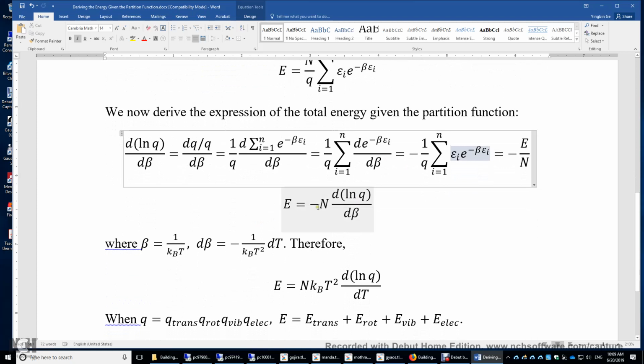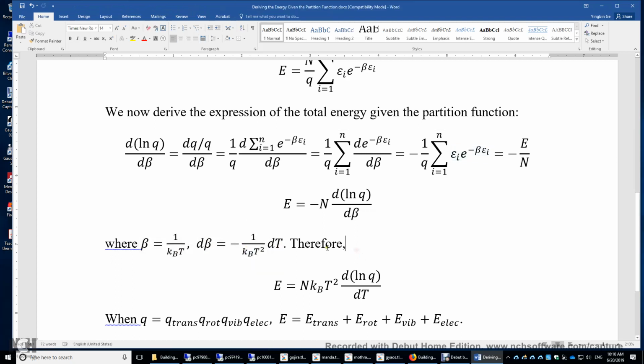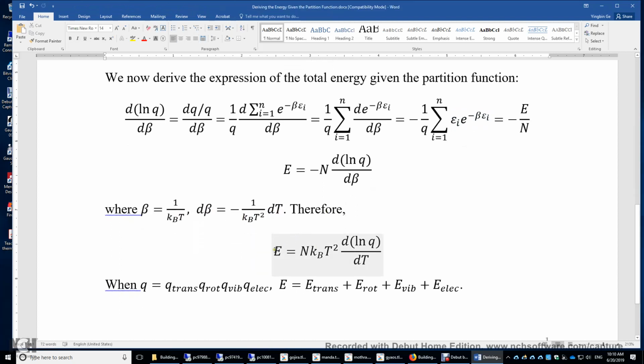And the total energy of the system is simply negative N times the first derivative of the natural logarithm of the partition function over d beta. Again, beta is 1 over kBT, and d beta equals negative 1 over kBT squared dT. So this comes from d beta over dT equals this part, and therefore we have another expression of energy in terms of temperature. E equals N times kB times T squared times the first derivative of ln(Q) with respect to temperature.